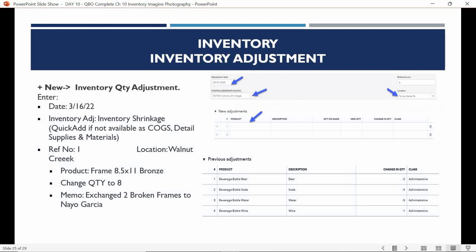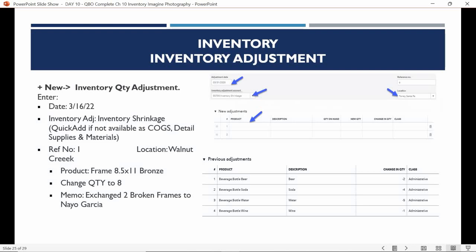Other examples where you'll have an inventory increase is, once again, if, let's say, wood becomes more obsolete or wood becomes more rare and is not in supply, that can cause the price of your wooden picture frames to go up in value because it is now much more costly to produce a wooden picture frame.